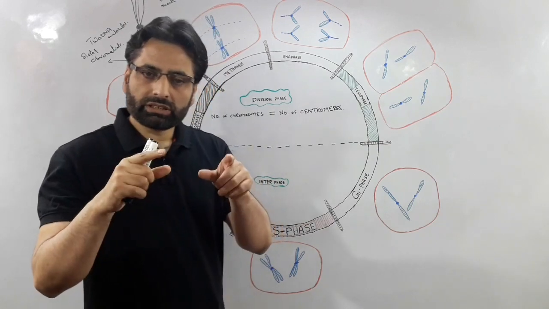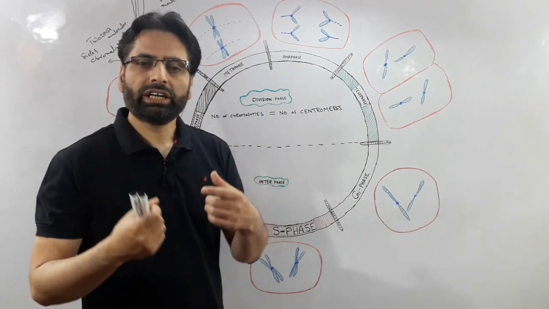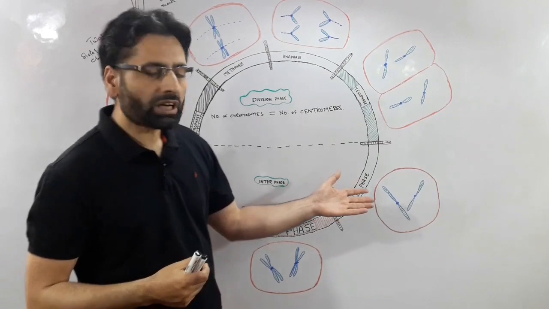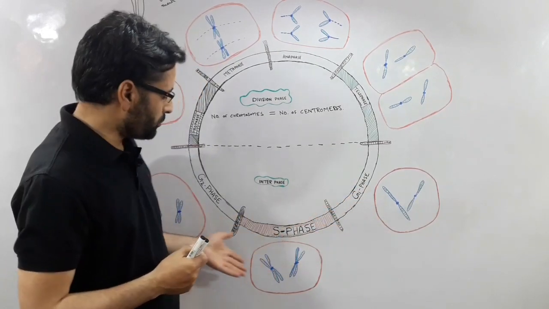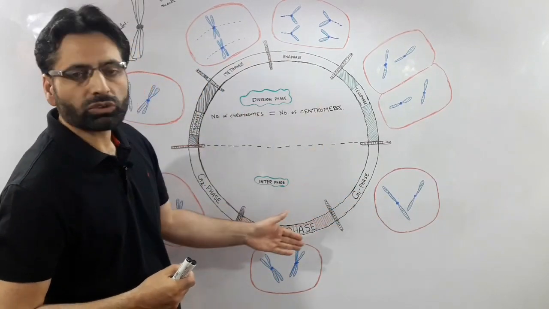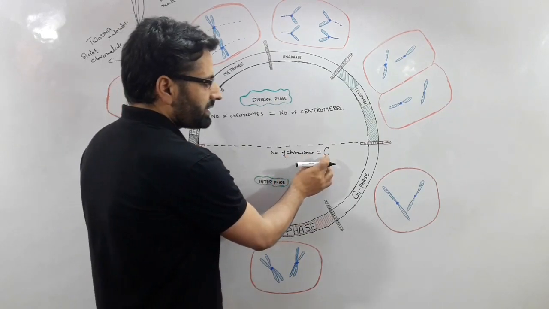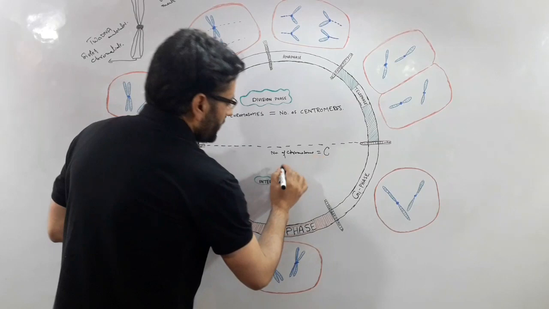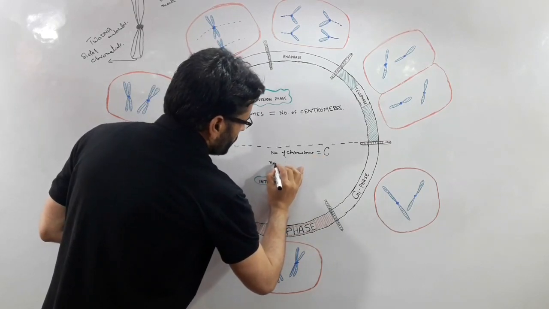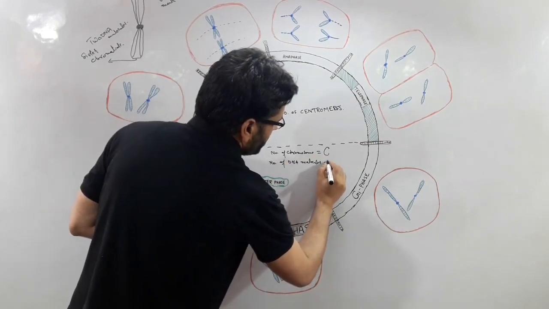So keeping this generalization in mind, let us try to count the number of chromosomes and number of DNA molecules during the various stages of this cell cycle. Let us suppose that number of chromosomes in a cell is denoted by C and number of DNA molecules is denoted by N.